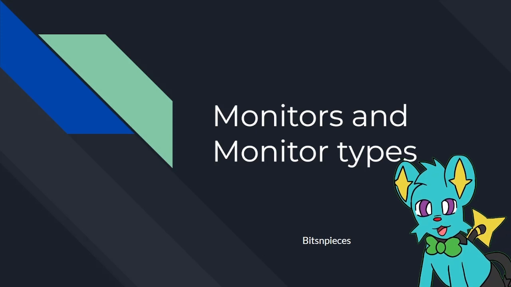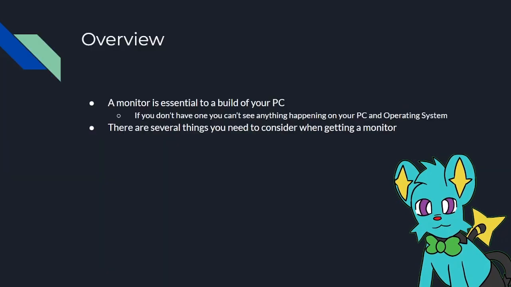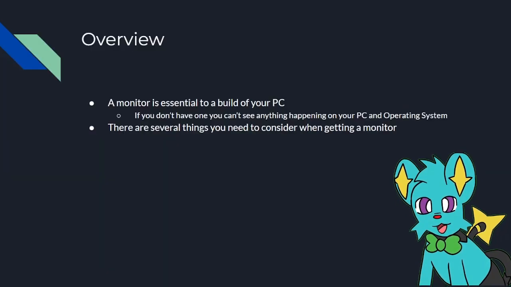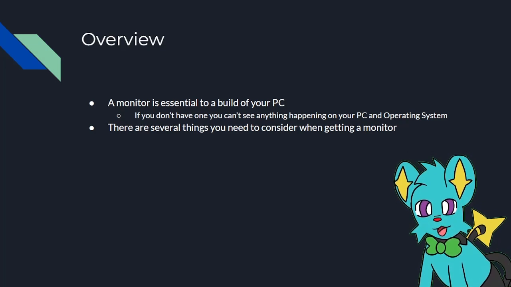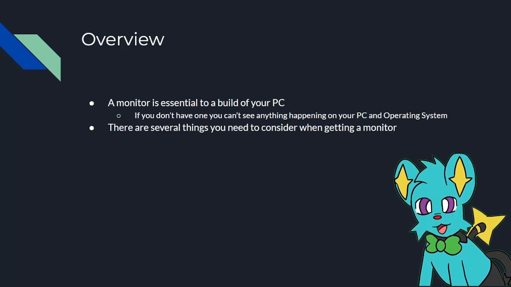This video is going to be on monitors and the main monitor types that you'll be able to find out there in stores and whatnot. A monitor is something essential for your PC build. If you're building anything other than a laptop, you're going to need a monitor because laptops typically are built in with the screen. Otherwise, you're going to need some form of monitor to project what your computer is doing to the screen so you can interact with it. You can't see what's happening on your PC or operating system if you don't have a monitor with you.